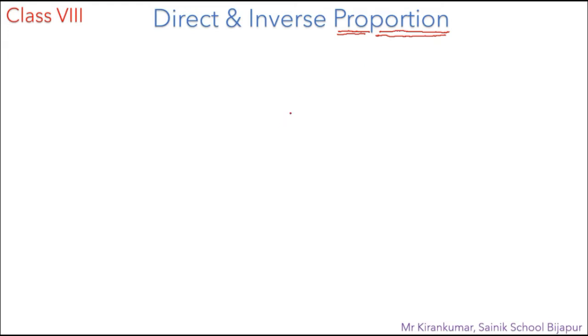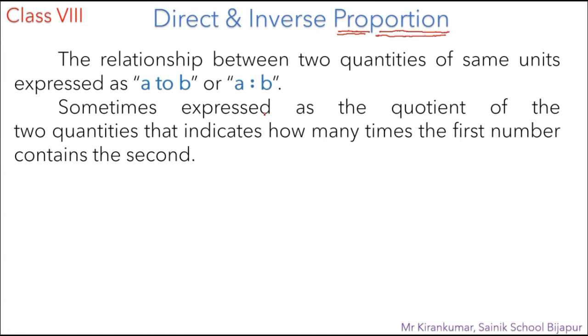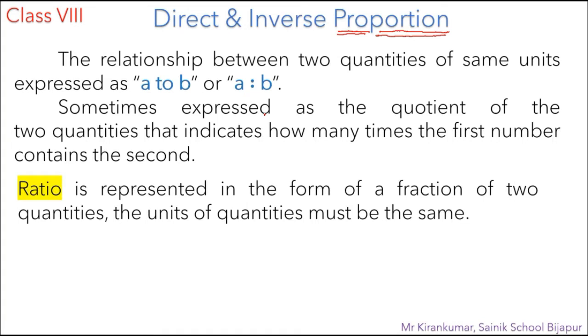The relationship between two quantities of the same unit can be expressed as A is to B. Or else we have defined the ratio as the comparison of two quantities in terms of division. Sometimes expressed as the quotient of the two quantities that indicate how many times the first number contains the second. Ratio is represented in the form of a fraction of two quantities. The quantities must have the same unit, or I can say that the ratio is the comparison of two quantities of the same type.